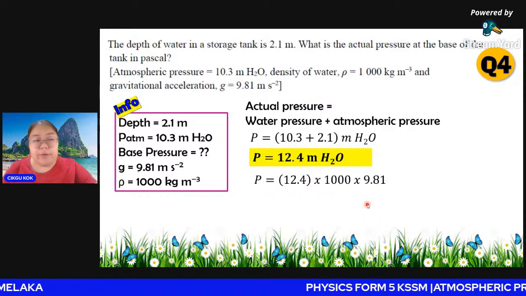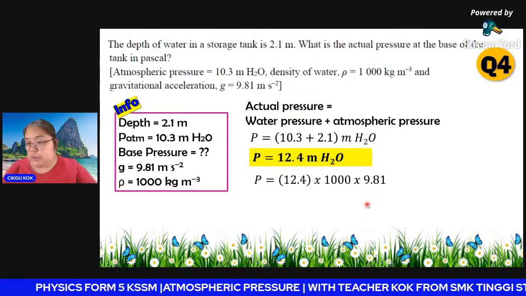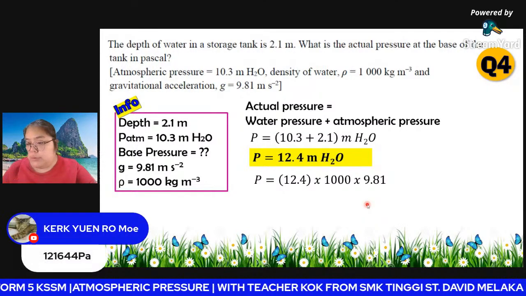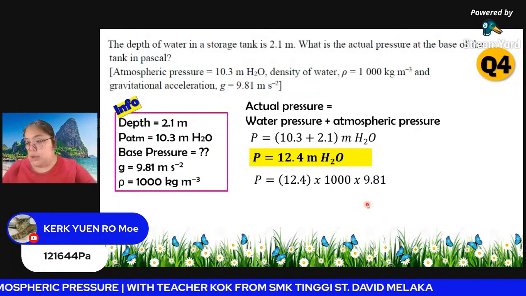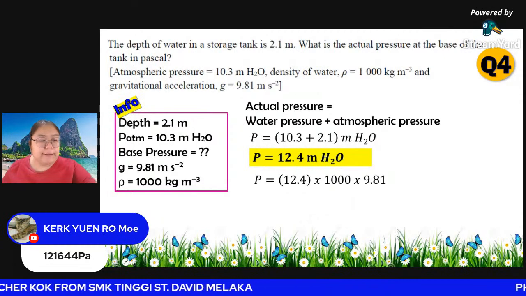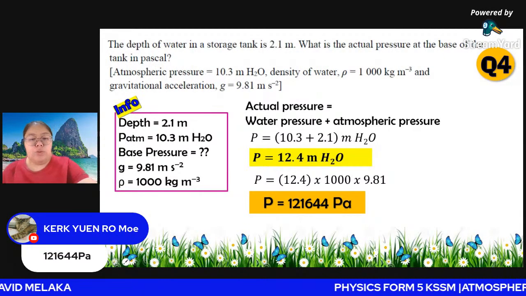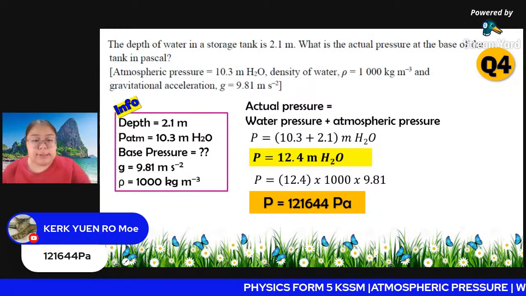Pascal. Okay, 12.4 meter H2O. Okay, give me the answer. 121.64. Okay, let's see here. Okay, yeah, correct. 121.64 kilopascal.